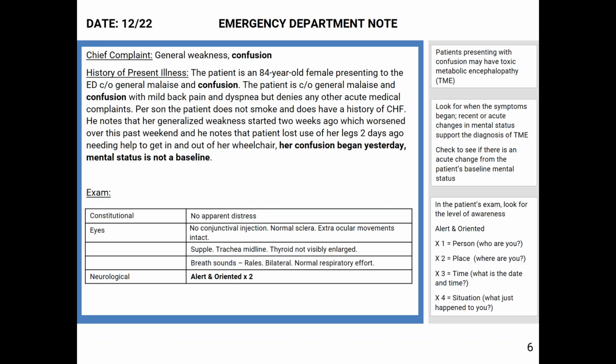Also, this patient was alert and oriented ×2. So ×1 is person, ×2 is place, third is time, and fourth is situation. So this patient was only alert and oriented to person and place.